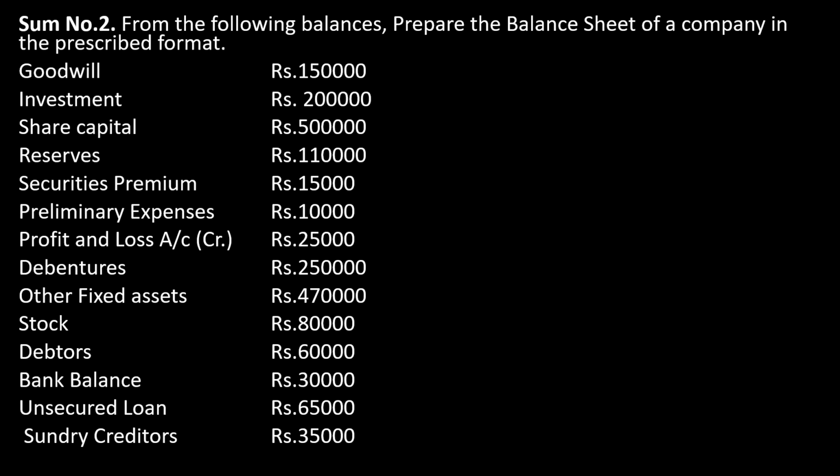For notes, you write all the headings. For example, share capital is the first heading. Next is reserve surplus. Then long-term borrowings. So write all the headings. Leave space and write all the headings. Then you post one by one.